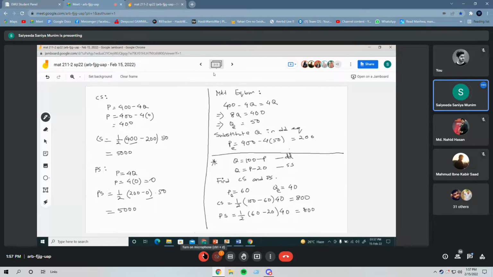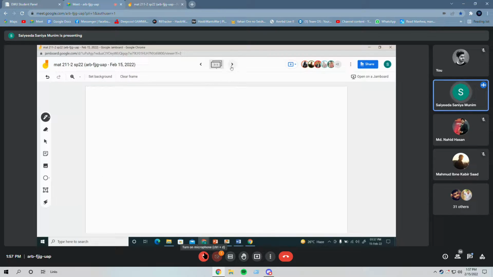Okay. So let's move on to deadweight loss, DWL. Deadweight loss arises when government imposes tax or subsidy. Okay, it's a loss to the society. So we got our demand, we got our supply.